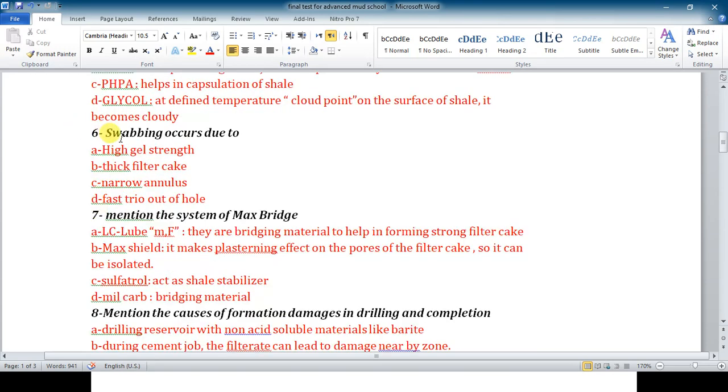Number six, the swabbing. Swabbing occurs due to four main reasons, and all of them must be present at the same time. Number A, high gel strength. Number B, thick filter cake. Number C, narrow annulus. Number D, fast trip out of the hole, fast pull out of hole with the drill pipe.